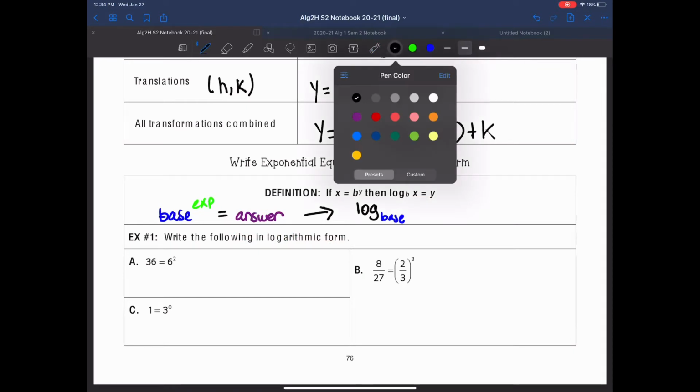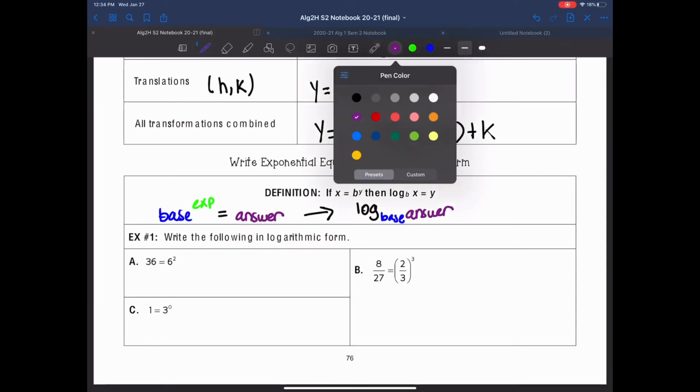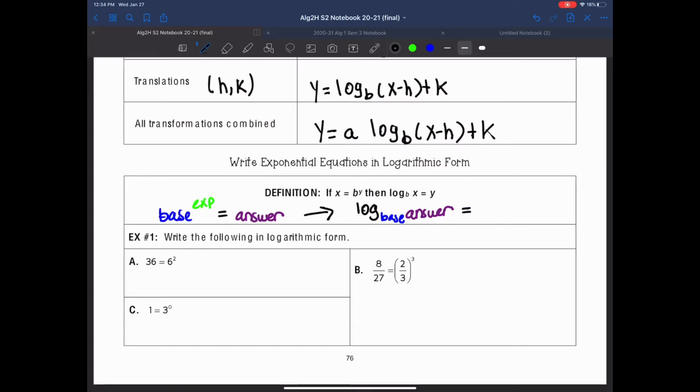So I'm going to plug in my answer, and that is equal to whatever the exponent was. And that makes total sense because, again, the whole point of the logarithm is to solve for the exponent. So we have log base answer is equal to whatever the exponent is. So either way you're looking at it, just remember this is how we're going to set it up.